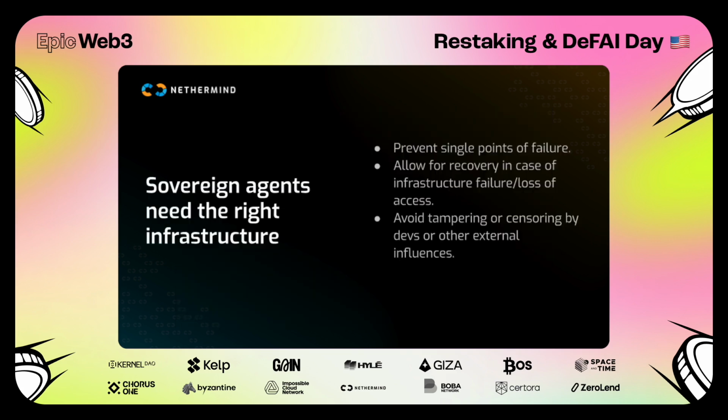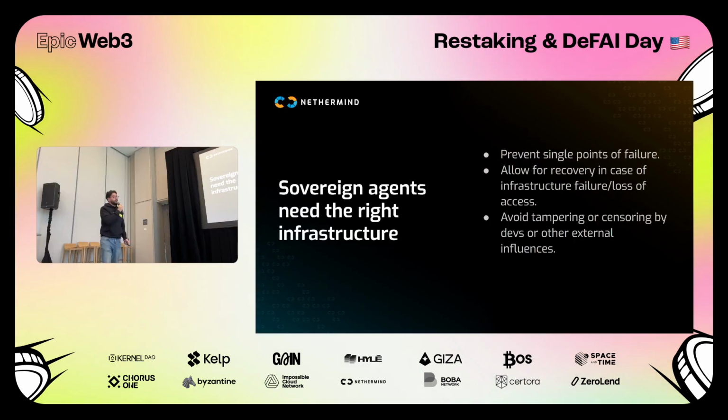But the bottom line of all of this, coming back to the restaking and sovereign agents as the backbone of what we're discussing, is that to be truly sovereign, these agents are going to need the right infrastructure that doesn't have single points of failure, allows for recovery in the case that there's infrastructure failure or loss of access. Because sure, you can run your agent in a TEE, but if you lose access to the machine, then the agent effectively dies, right? And avoiding tampering or censoring by devs or other external influences.